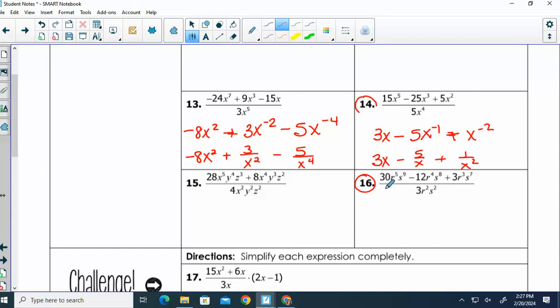And the last one. So 30 divided by 3 is 10 r to the s to the, minus 12 divided by 3 is r to the s to the, plus rs to the 5th. If you put 1 rs to the 5th, that's also fine. Did we do okay on those? All right. So that's the new piece for today.